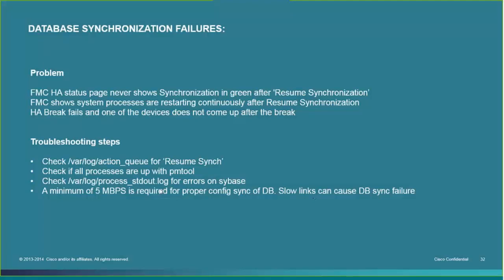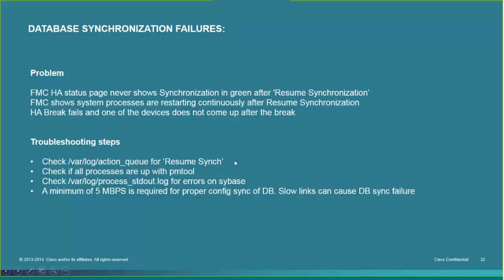So again, the first place I would check for any issue related to HA would be the action queue, and I would grep for error messages with regard to resume sync, and then check if all the processes are up in PM tool. That would be the next step, and then look for any error specific to Sybase in the process stdout.log as well as the error log, and make sure that a proper minimum network bandwidth is maintained.